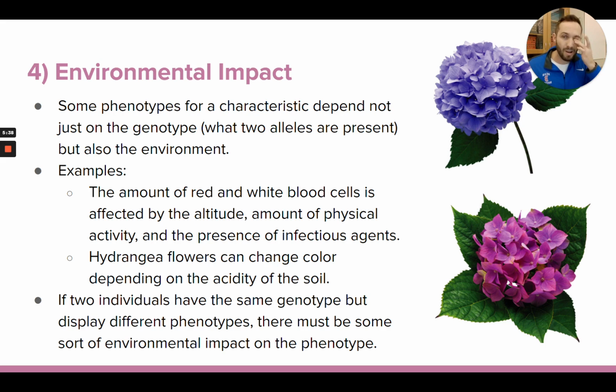And so the way you know if the environment is impacting a phenotype is, well, one evidence for the environment affecting an organism's phenotype is if you have two individuals who have the same genotype, so they have the same two alleles, this person and this person, or this plant and this plant, yet their phenotypes are different. The only way that would be possible, even though they have the same DNA for that gene, is if the environment is impacting and affecting that phenotype. So that's something else that can make things a little complicated sometimes.